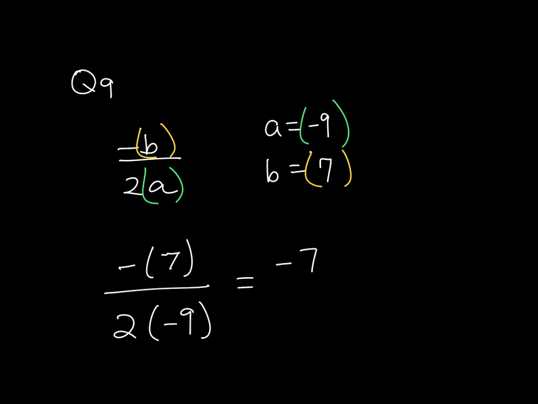Now in the numerator, that gives us a negative 7, and then in the denominator, it's a negative 18. Now with this, I have a negative over a negative, which is a fraction, so that turns the whole fraction into a positive 7 over 18.